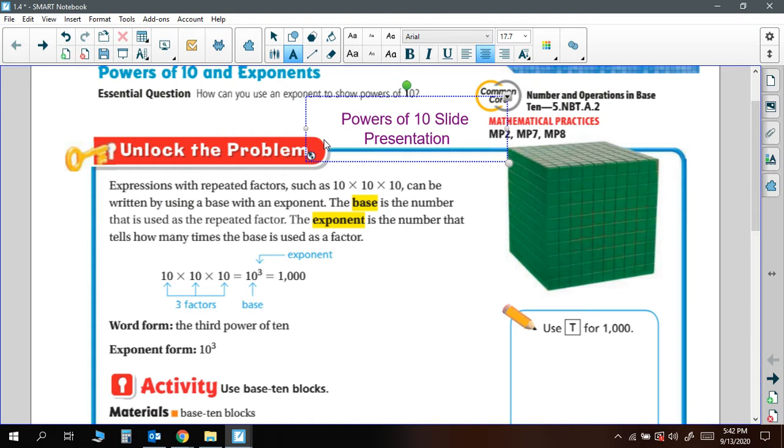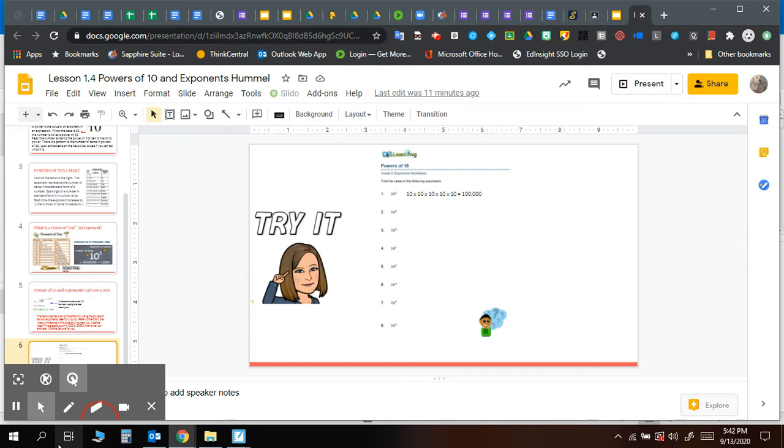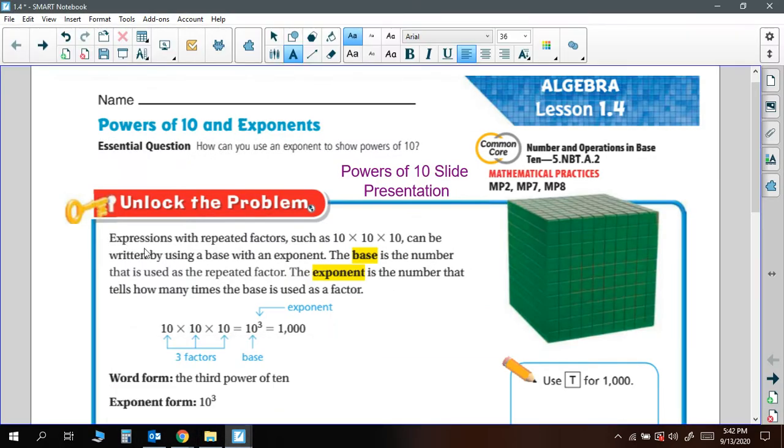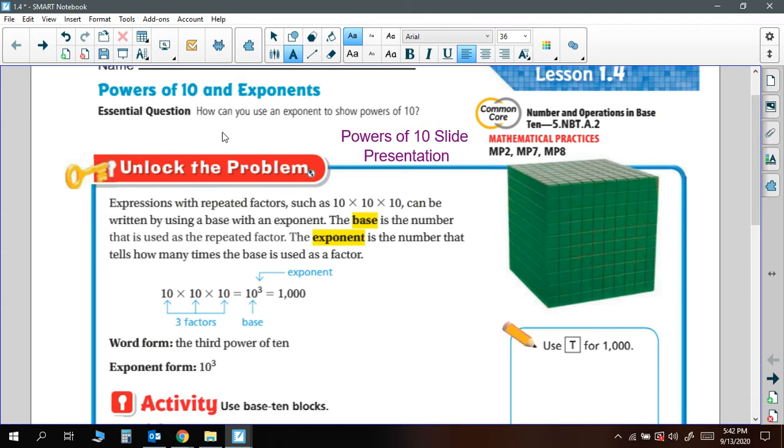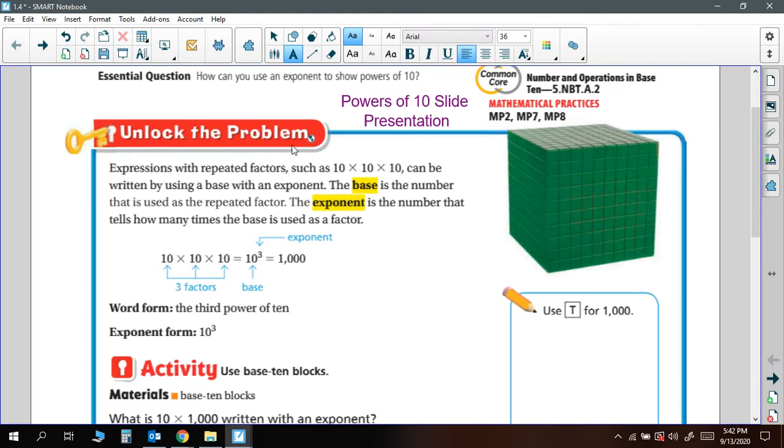So let me go ahead and get this book going here. Once again, this is lesson 1.4, and we are doing powers of 10 and exponents. Let me just check, make sure it's still recording. It is. Okay, good. So our essential question, how can you use an exponent to show powers of 10? If we unlock the problem here, it says expressions with repeated factors, such as 10 times 10 times 10, can be written by using a base with an exponent. The base is the number that is used as the repeated factor. So right here. And the exponent is the number that tells how many times the base is used as a factor. So the 3 tells us to multiply that 10 3 times.